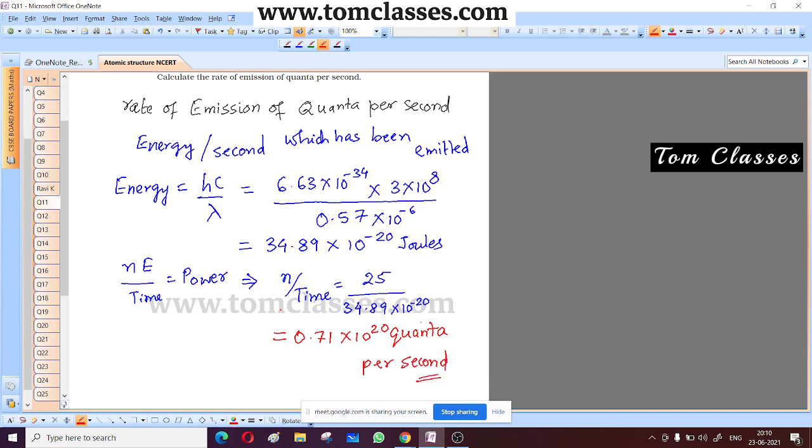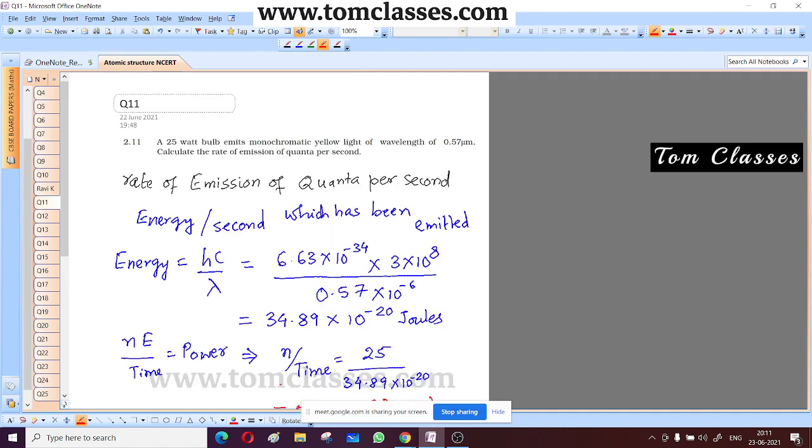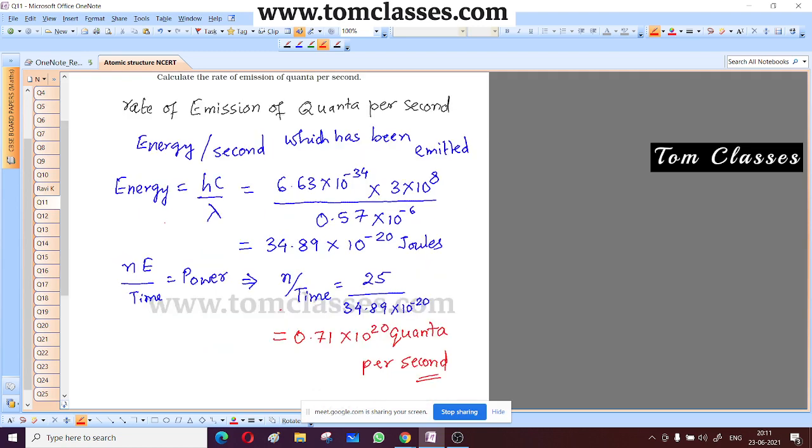Is that okay? Let's see, this is 25 divided by 34.89. So this is 0.71, that exact value. So this many quanta per second, that is the answer. Okay, so let's try to move with the next question.